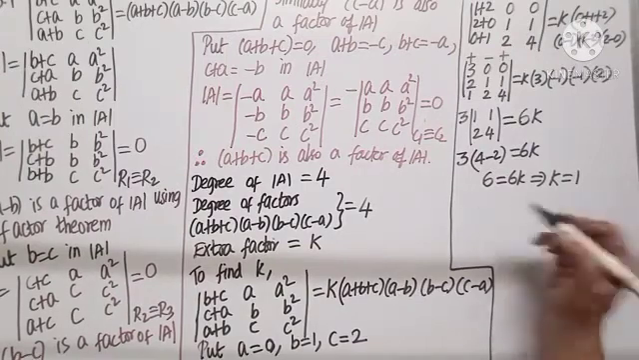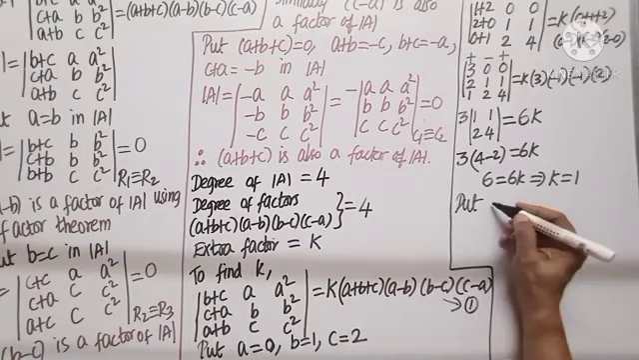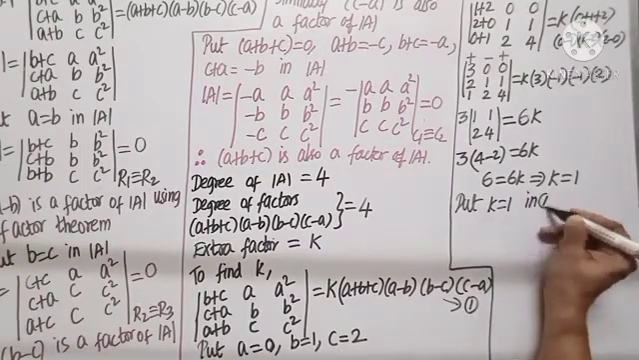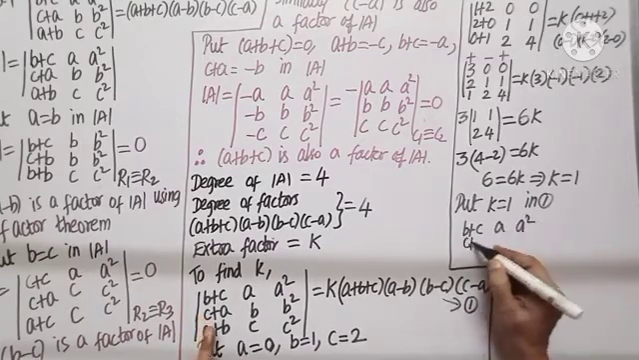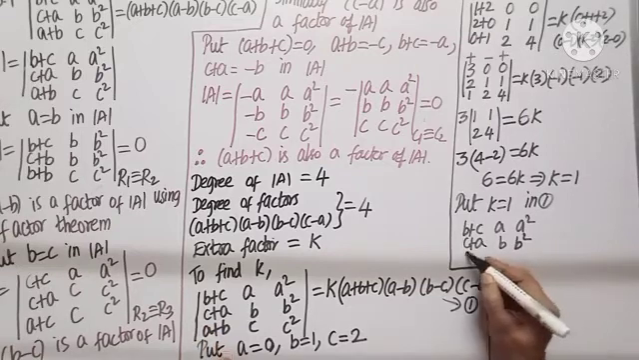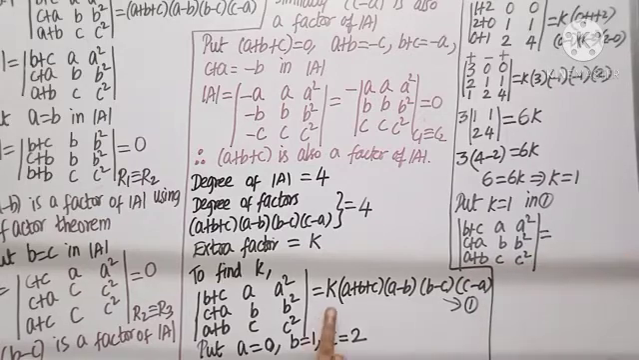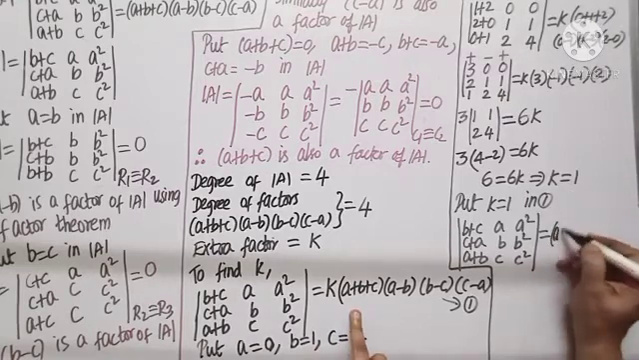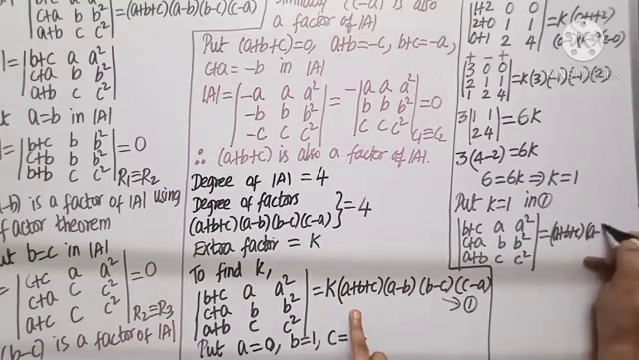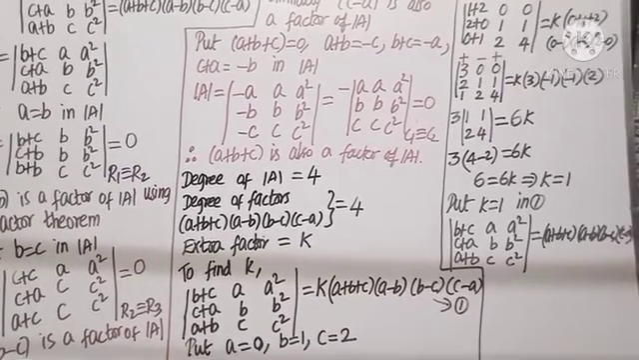Once I know K value, put K value back in the given equation, that is 1. Put K equal to 1 in equation 1, we get B plus C, A square, C plus A, B square, A plus B, C square. The determinant equals K value 1, so I can write 1 into, which I can ignore, A plus B plus C into A minus B into B minus C into C minus A, and that is the answer.